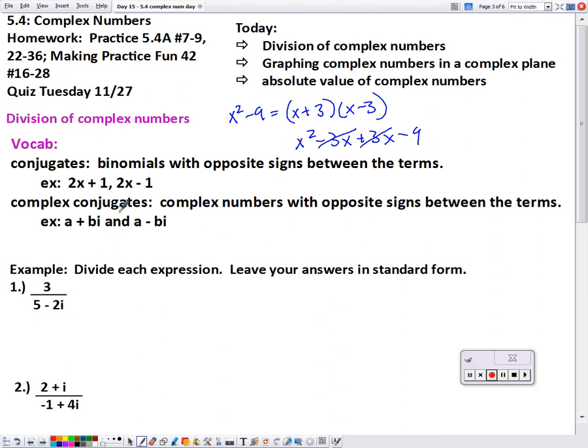Complex conjugates are complex numbers with opposite signs between the terms. So like if we had a plus bi, its conjugate would be a minus bi. Now, you see how these canceled out? Take a look at number 1. We're going to divide each expression.